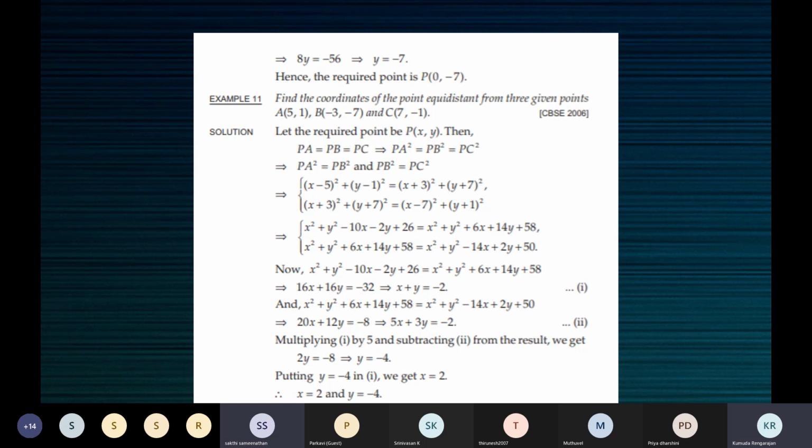Yes, Shakti. After the first step, I got x is equal to minus y minus 2, ma'am. Which first step? I mean, expanding PA square is equal to PB square, ma'am. And after that, I got x is equal to minus y minus 2, ma'am. So we can substitute in the x terms, and by that we can get the y value, ma'am.